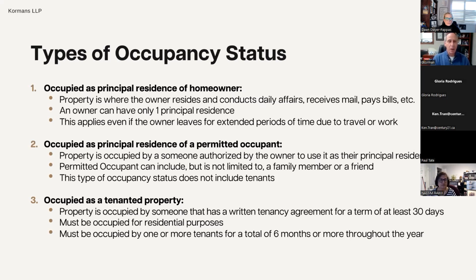So there's a breakdown of types of occupancy status. There's basically these categories here. The property could be occupied as a principal residence by a homeowner. That's the more obvious one. But they've got to be residing there, and it has to be their principal residence. So that's where they should be receiving mail and paying their bills. An owner can't have more than one principal residence. They can't say, oh yeah, this is my principal residence, I also have another principal residence, I'm occupying both of them as my principal residence. It's got to be one property that is their principal residence.